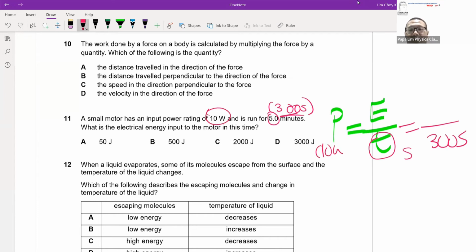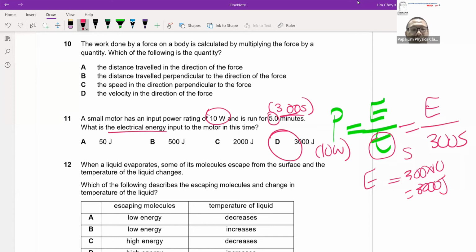So this is 10 watts. Energy, which is the numerator, is what I need to find. Just simple algebra. The total energy will be 300 times 10, which is a simple 3000 joules. Answer D. So let's take note of it. The booby trap that we use is always the same: timing. The time has to be in seconds, because for energy, the formula has to be in SI units.